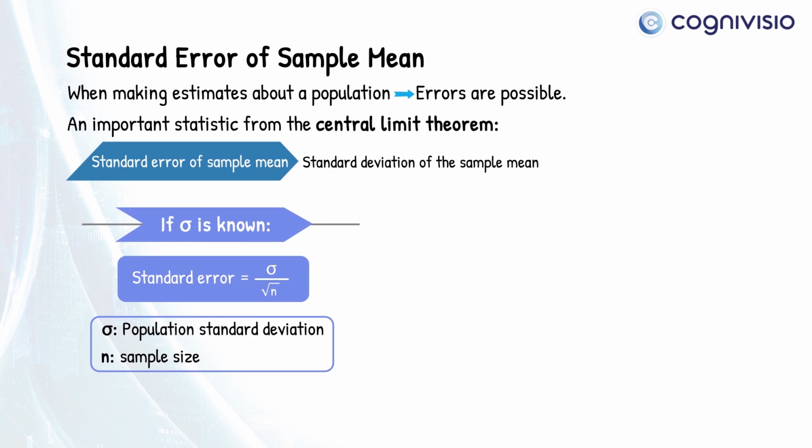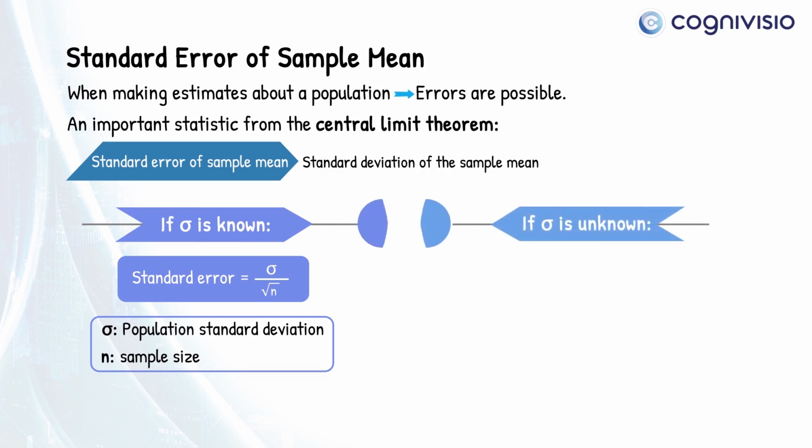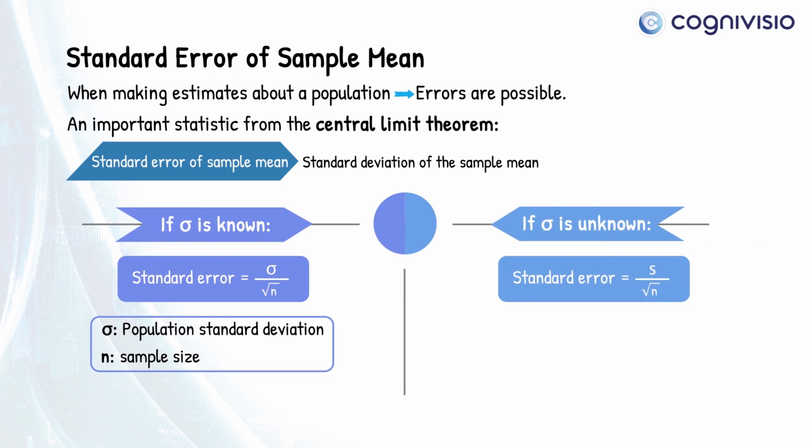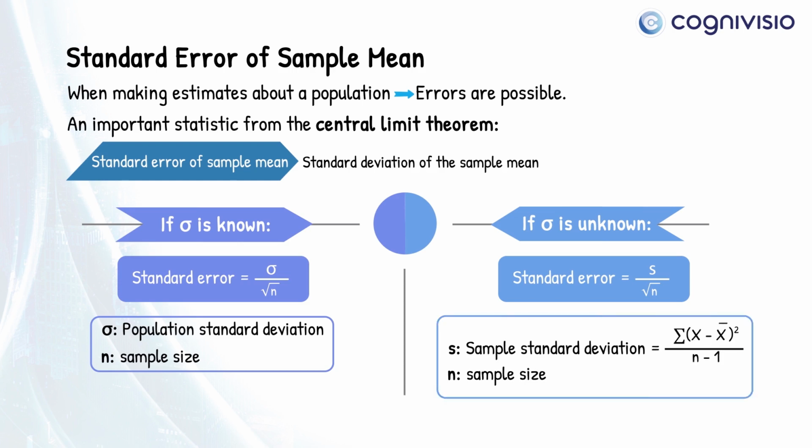However, when the population standard deviation is unknown, the sample standard deviation s is used instead of the population standard deviation, and the standard error is defined as the sample standard deviation divided by the square root of n. Remember that the sample variance is calculated by adding the squares of the differences between the observed values and the mean, divided by the sample size n-1.